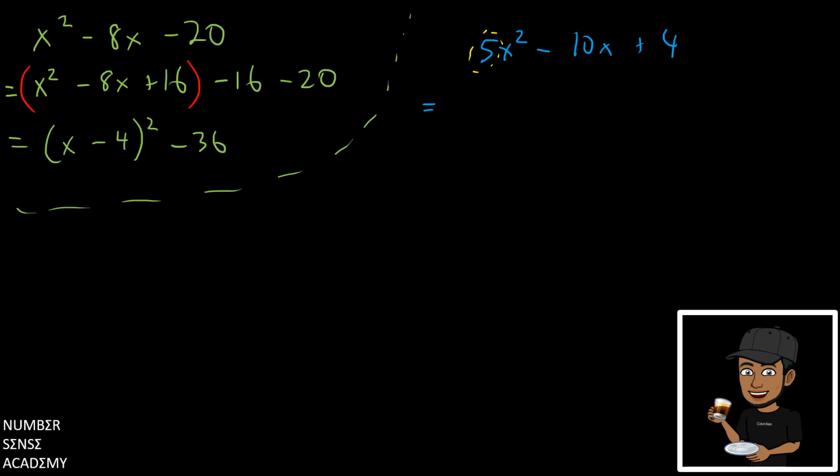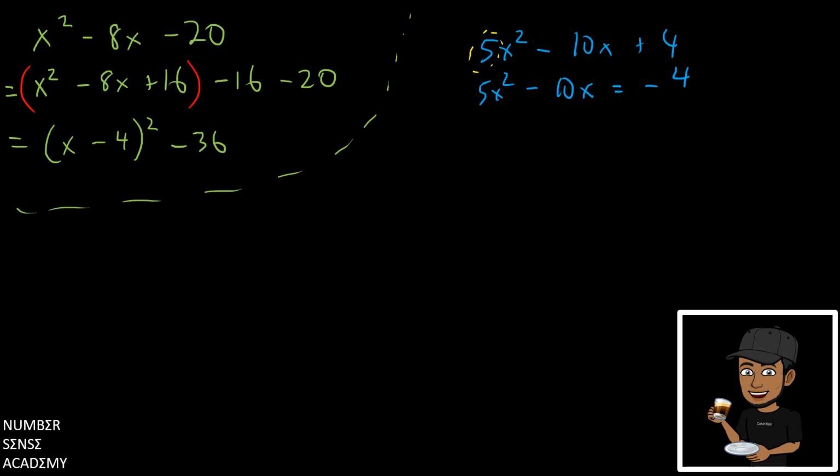Actually, you know what? This is where bringing the 4 to the other side helps. So if I have 5x squared minus 10x, I'm going to bring that to the other side. And the reason why I'm going to bring it there is so I don't get it jumbled up. So this becomes minus 4.